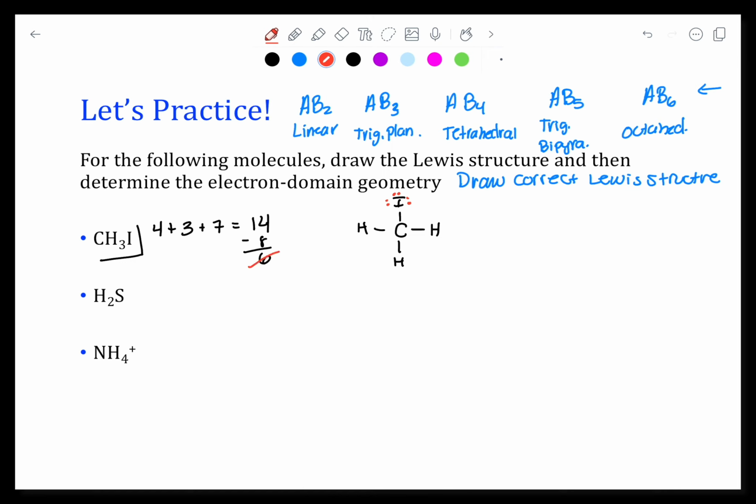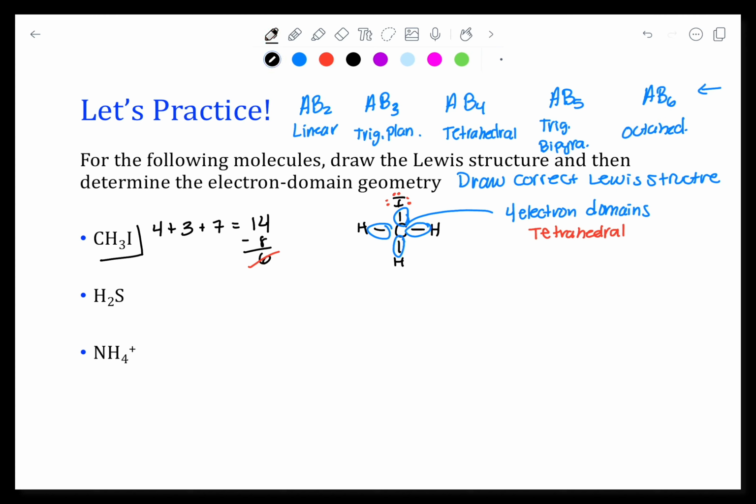Okay. So now that I have my full structure, I can look at my central atom of carbon and ask, how many electron domains does it have? Well, it has a single bond, a single bond, a single bond, and a single bond. So it has 4 electron domains. So of our AB notations, the one with AB4 is going to be our correct answer. So this would be tetrahedral.